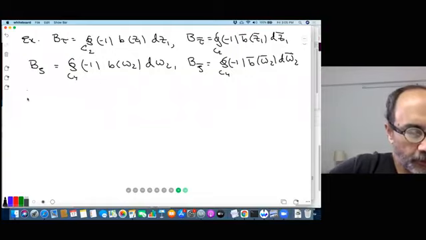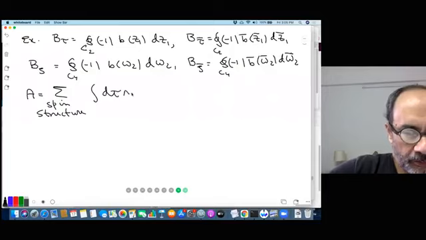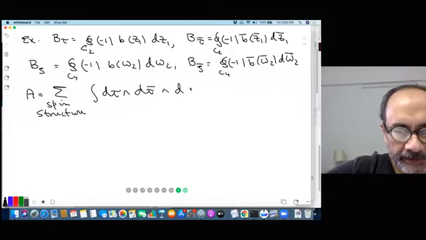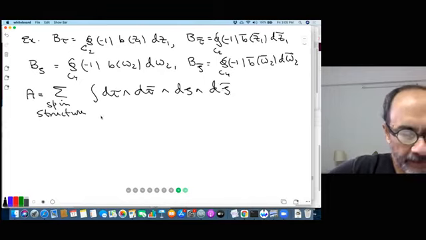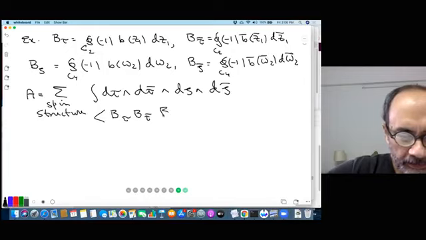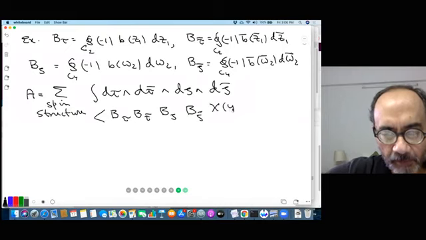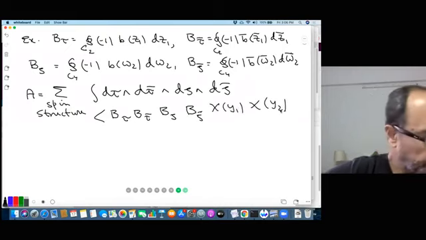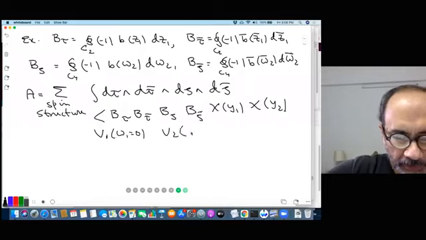And so the amplitude will be given by the sum over spin structures, which is part of the integration over the moduli space, and the integral d tau d tau bar d zeta d zeta bar, and then the matrix element that you have to compute is b tau, b tau bar, b zeta, b zeta bar, chi of y1, chi of y2, and then v1 at w1 equal to 0 and v2 at w2 equal to 0.